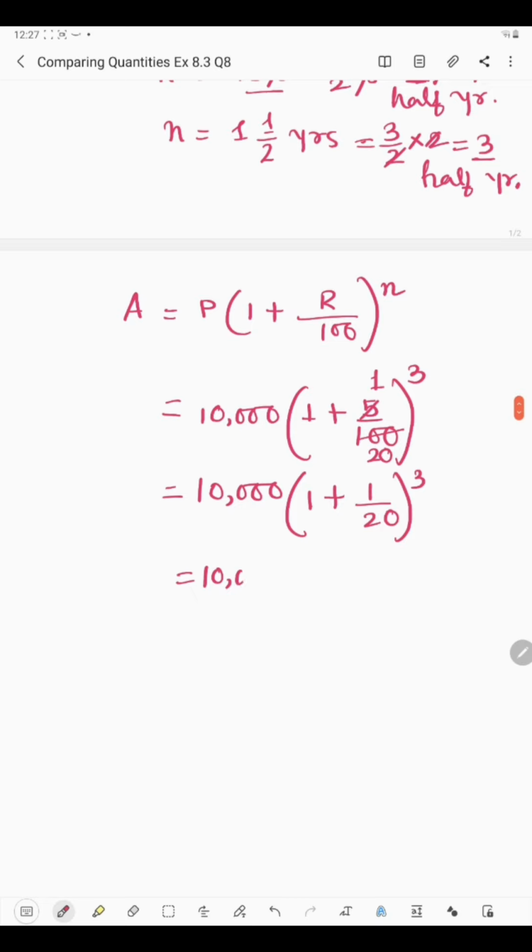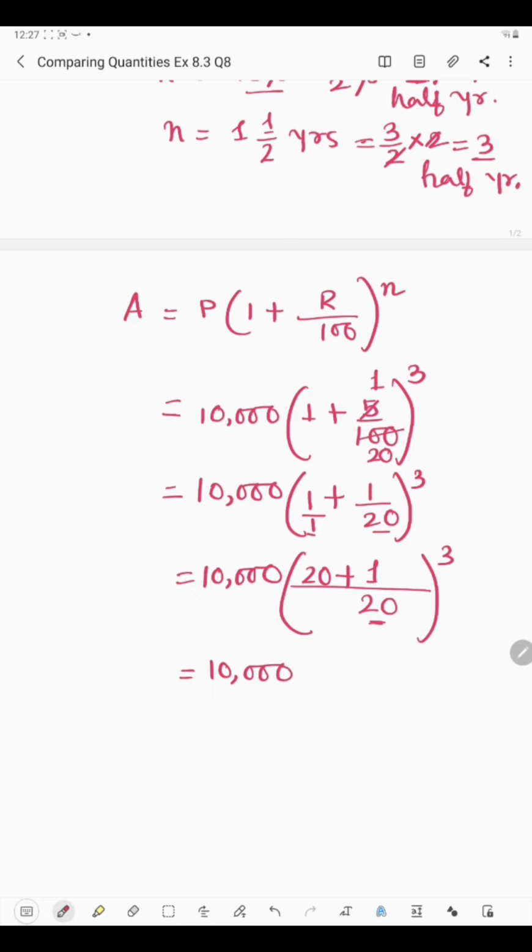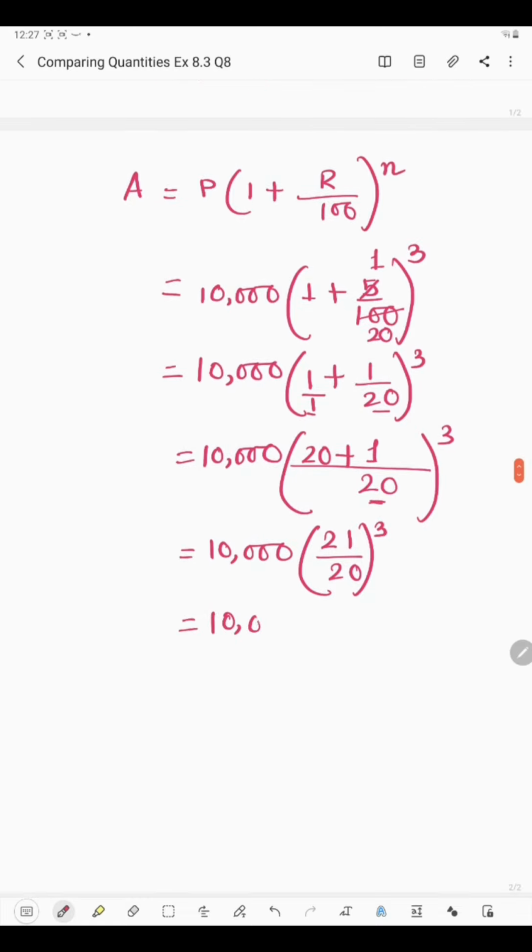Now 10,000 into, here no digit is given, so we can consider it as 1. So 20 into 1 is 20. Now 20 divided by 1 is 20, 20 into 1 is 20, plus 20 divided by 20 is 1. 1 into 1, 1 is raised to the power 3. So 10,000 into 20 plus 1 is 21 by 20 raised to the power 3. Since the power is 3, we'll write 21 by 20 three times.